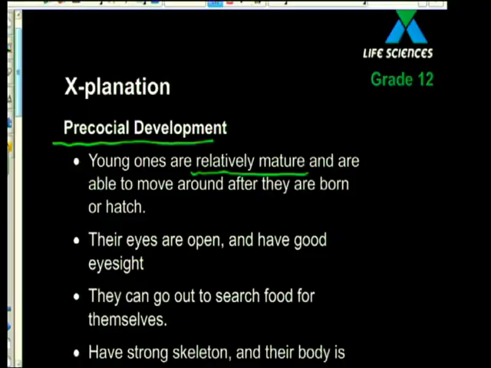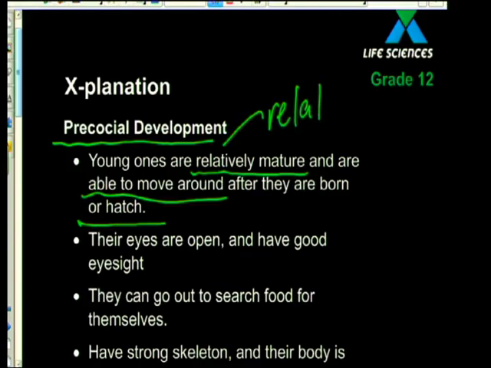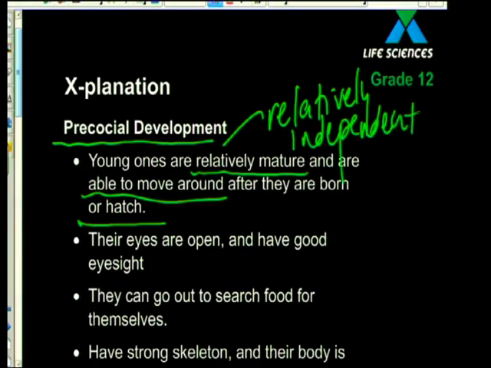Precocial means that the young that are born or hatch are relatively mature and are able to move around after they're born or hatch. In other words, they are relatively independent. Notice we're using this word relatively to tell you that they're not totally independent, but they are relatively independent. They can do certain things on their own. So if they were left in a lurch, they would have a chance of survival.